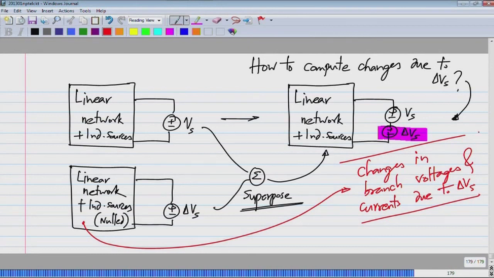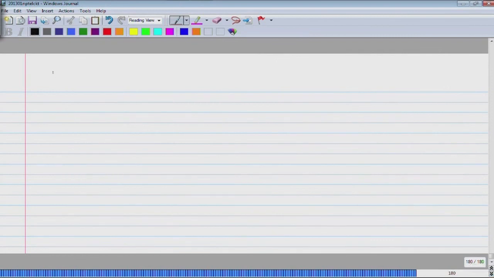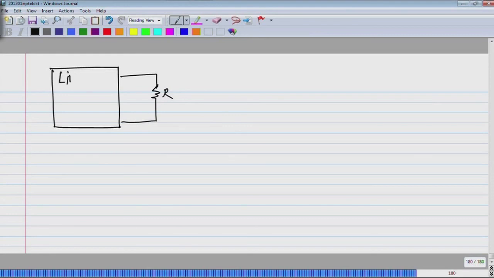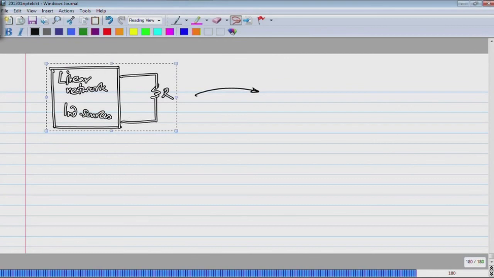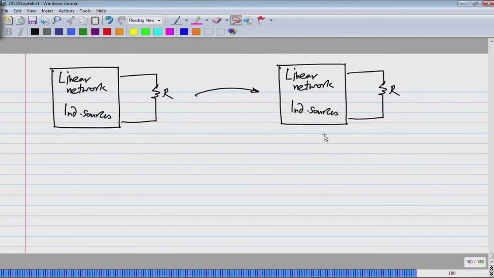Now, let's say instead of a voltage source, I have a resistor R. I have a linear network plus independent sources here, and then I change this one resistance to R plus delta R.